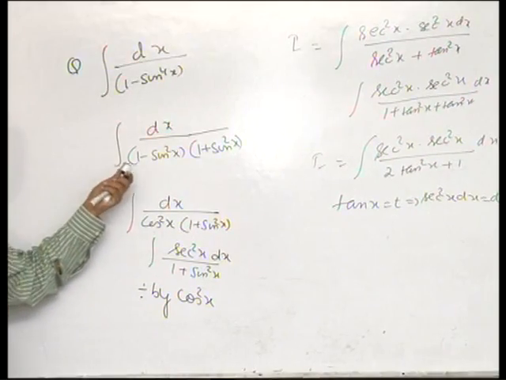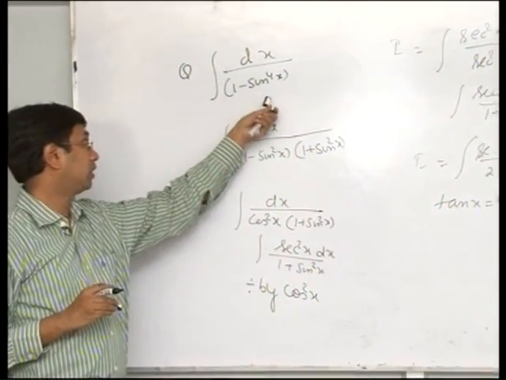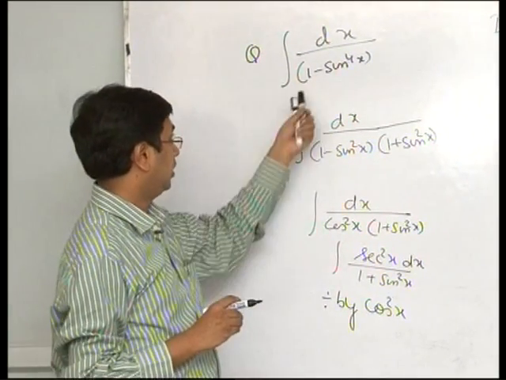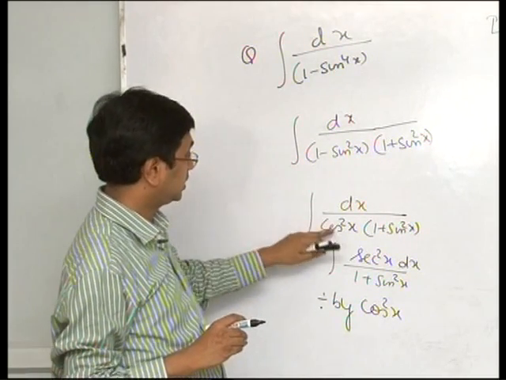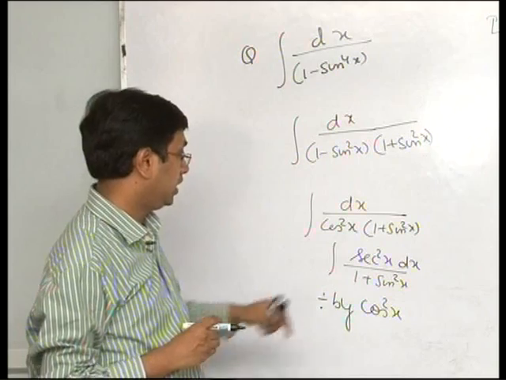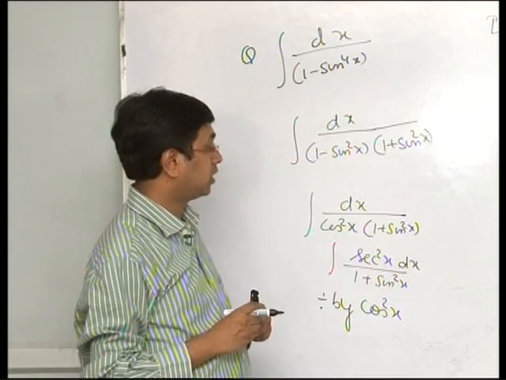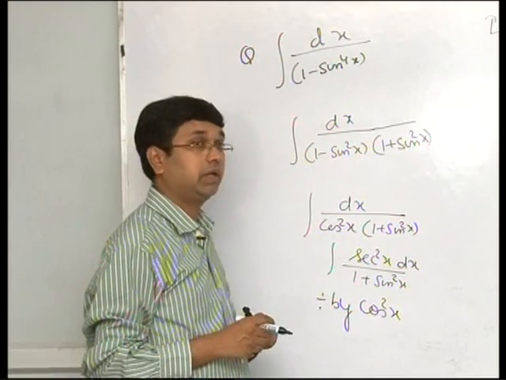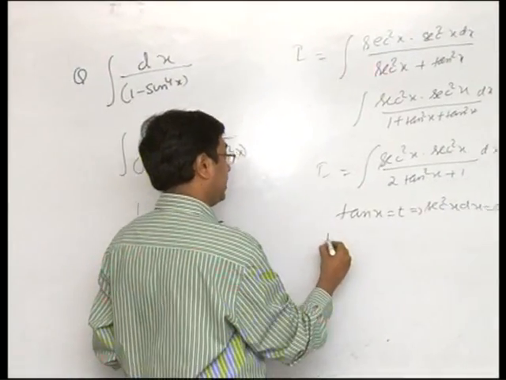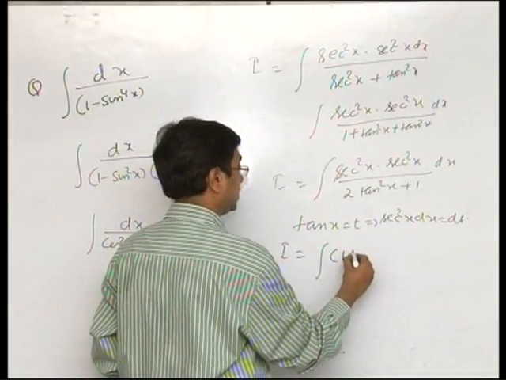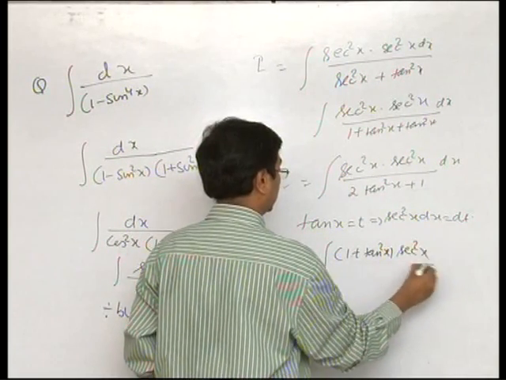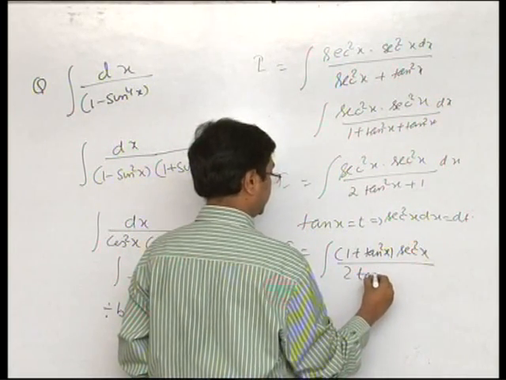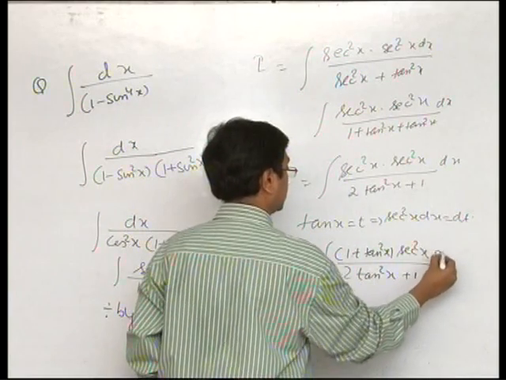So we started off with this, we broke into a square minus b square, so 1 square in this, so 1 minus sin square x into 1 plus sin square x, that's cos square x, and immediately we could see that 1 by cos square is sec square, and hence we went further dividing by cos square x. So now this I becomes what? 1 plus tan square x into sec square x upon 2 tan square x plus 1 dx.